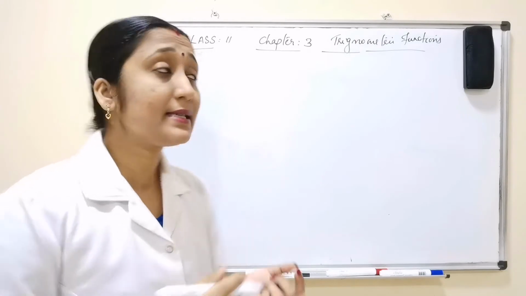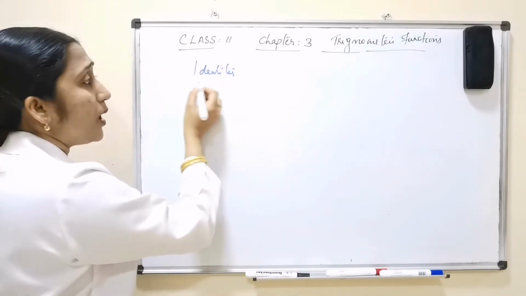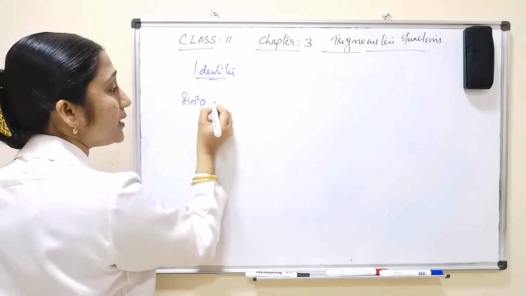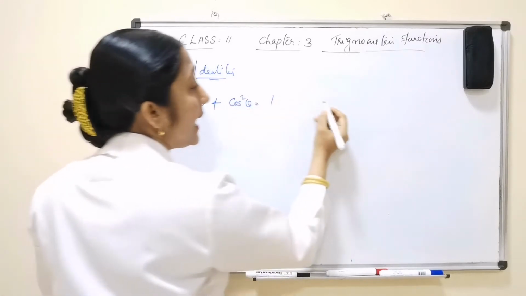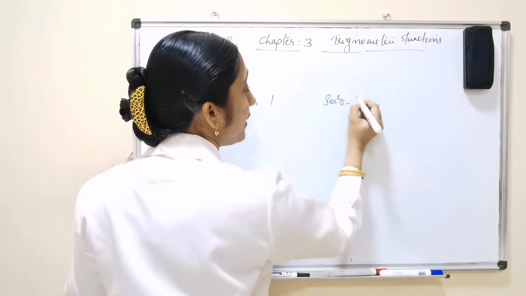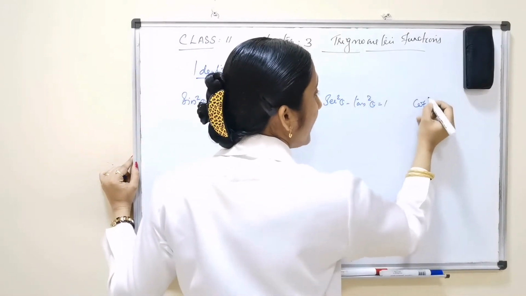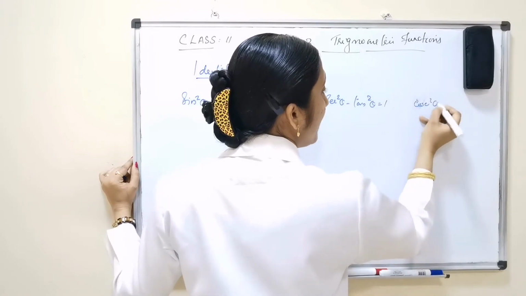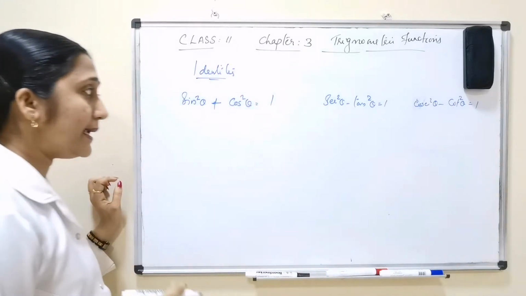And we also studied the trigonometric identities. What are the trigonometric identities? Sin square theta plus cos square theta is equal to 1. Also sec square theta minus tan square theta equals 1, and cosec square theta minus cot square theta equals 1. These are the three relations.